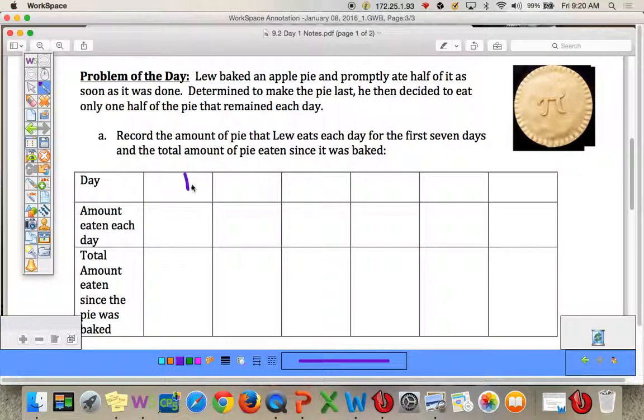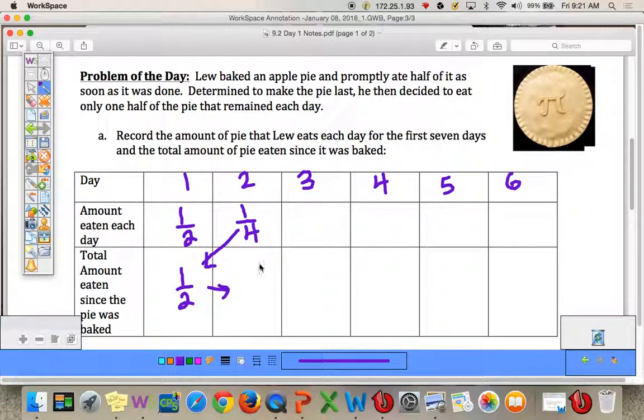All right, so here we have day 1, day 2, day 3, day 4, day 5, day 6, and the amount eaten. So the first day he has a whole pie, he eats half, so total he's eaten half the pie. The second day he has to eat half of the pie left, so he eats 1/4 of the pie. And so we're going to add 1/4 plus 1/2, and that will give us 3/4.